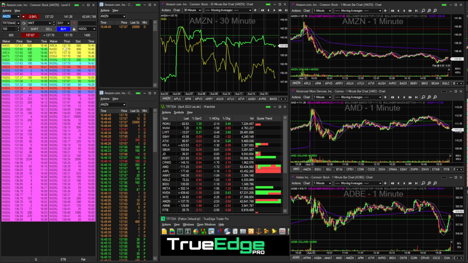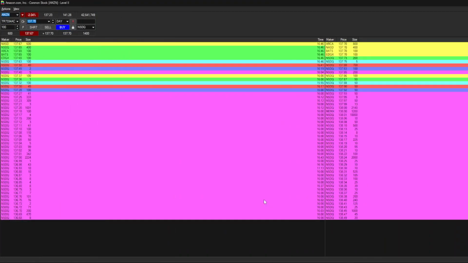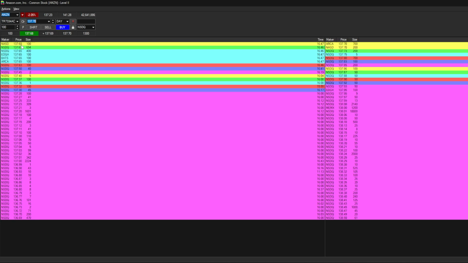So let's use, for example, here we have Amazon on the screen. I'm going to maximize this so you can see it. Over here on the right, you have an ask price of 137.70. And over here on the left, you have a bid price that says 137.68. Now let's suppose that you had a stop loss for 137.69, which would be halfway in between the bid and the ask.